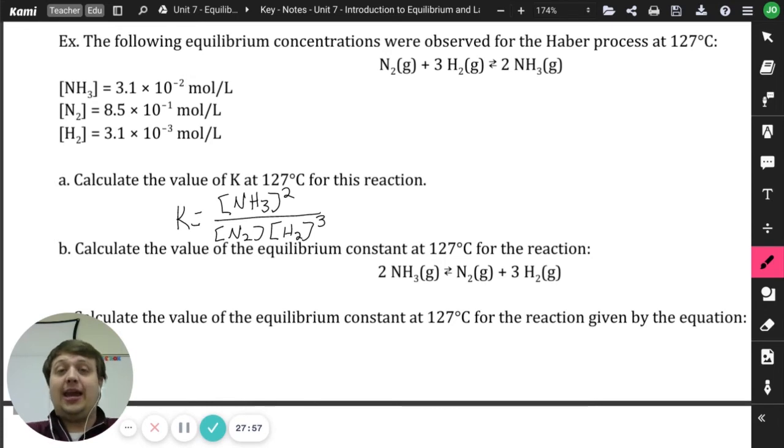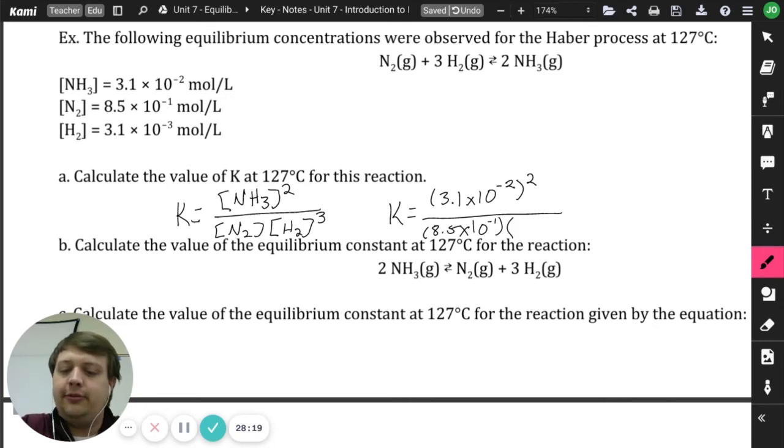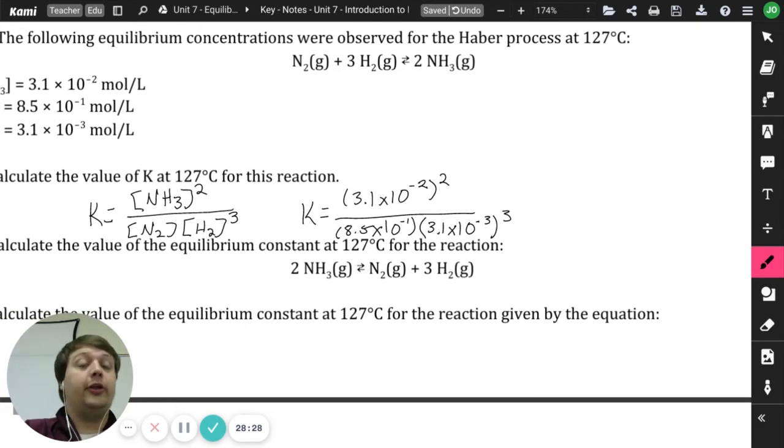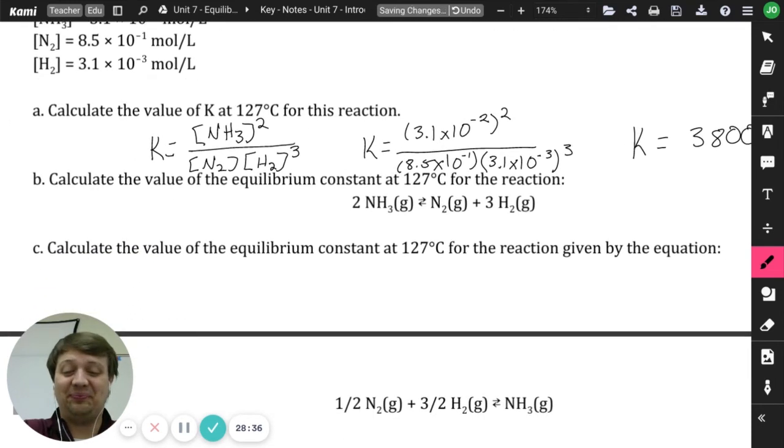So if I'm solving for my K, I basically plug in my concentrations. So what I found was that my K equals the concentration of NH3, which was 3.1 times 10 to the negative 2, to the second power, divided by the concentration of N2, which was 8.5 times 10 to the negative 1, times the concentration of H2, which was 3.1 times 10 to the negative 3, to the third power. Then I would plug that into my calculator, and I would find that my K equals 38,000. It's a really big number.